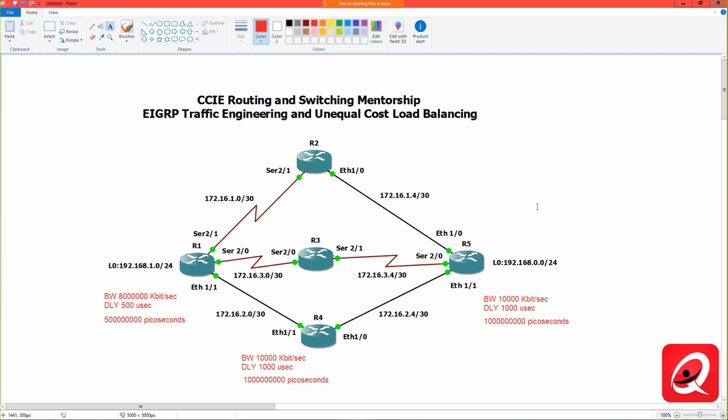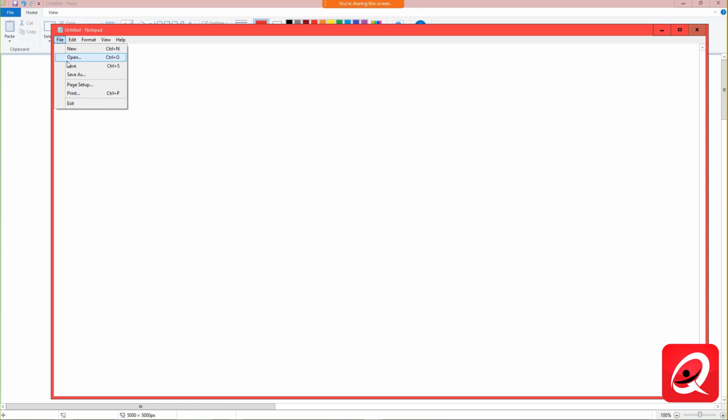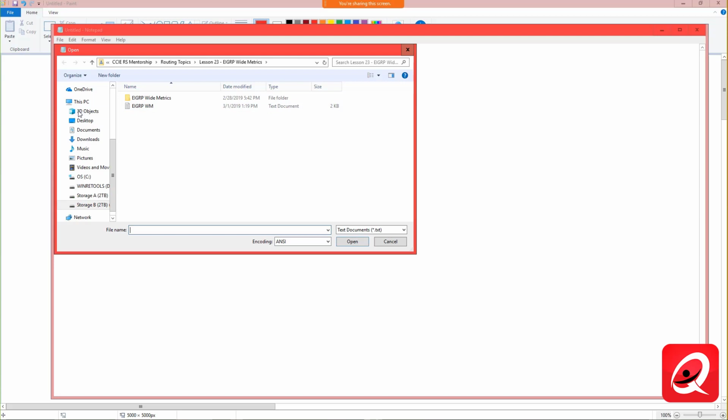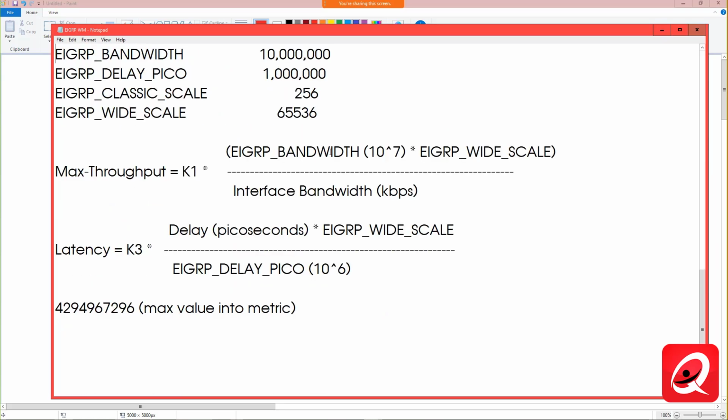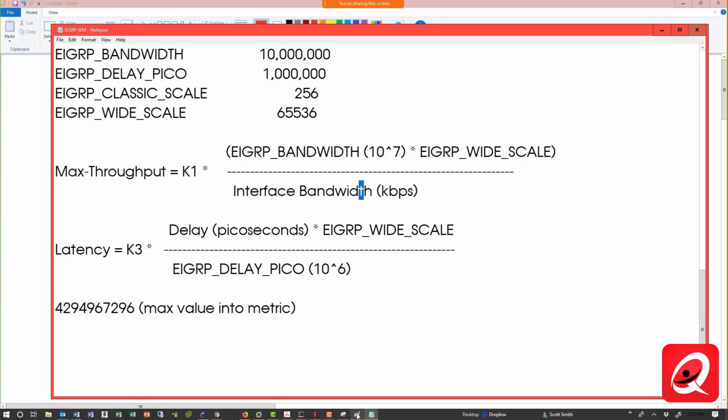If you recall the formula, let me go ahead and pull that up from our discussion yesterday. I saved this into the Google Drive for you, so you'll see it in there. It's called EIGRP wide, or WM for wide metrics. If you look at the formula for the bandwidth calculation, we take our reference bandwidth, which is 10 to the power of 7, multiply it times our wide scale, which is 65,536, divided by the worst interface bandwidth along the path in kilobits per second.